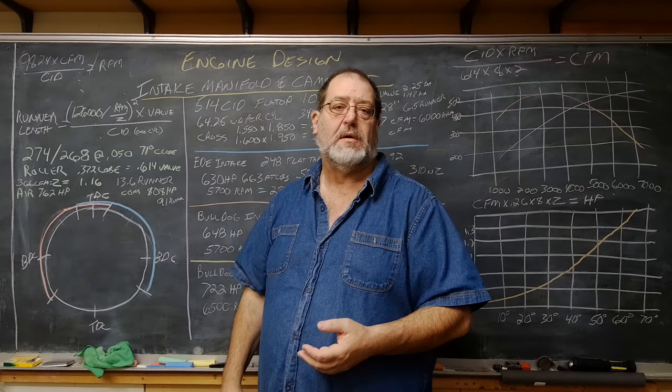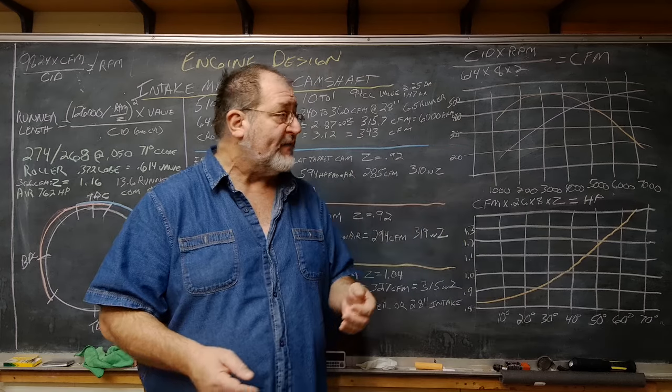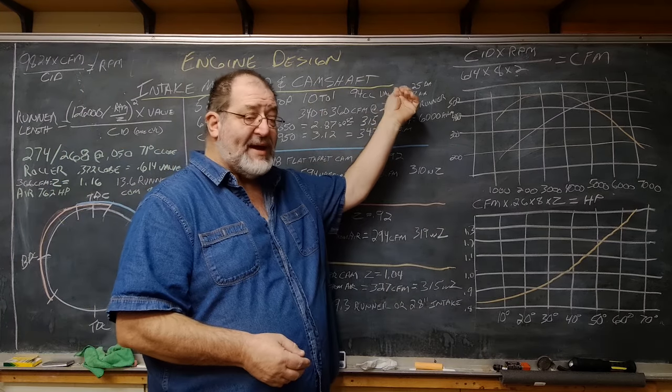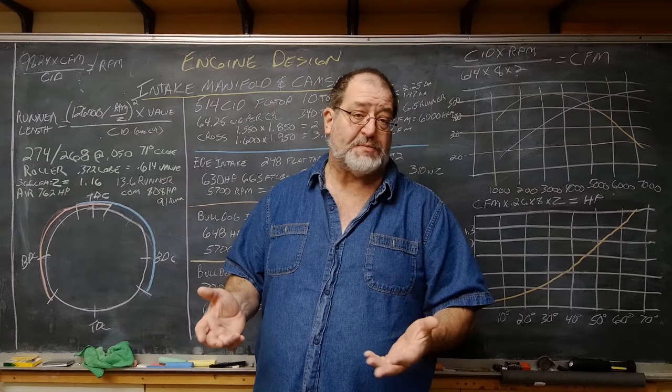And then we have compression. So 10 to 1 compression, that's 2 points above 8 to 1. So that's going to add about 6% power. So that should put us right around 808 horsepower. So we're basically looking at an 800 horsepower motor with a 514, 10 to 1, Boogeyman heads, a flow of 315.7, and a camshaft that's 1.16 Z. That's a big motor. That's a big horsepower motor.